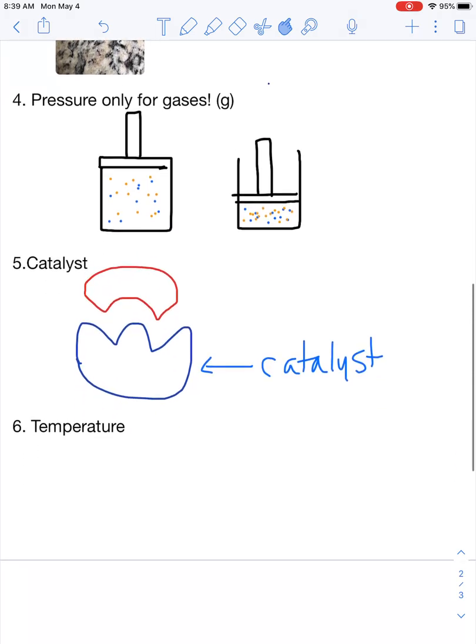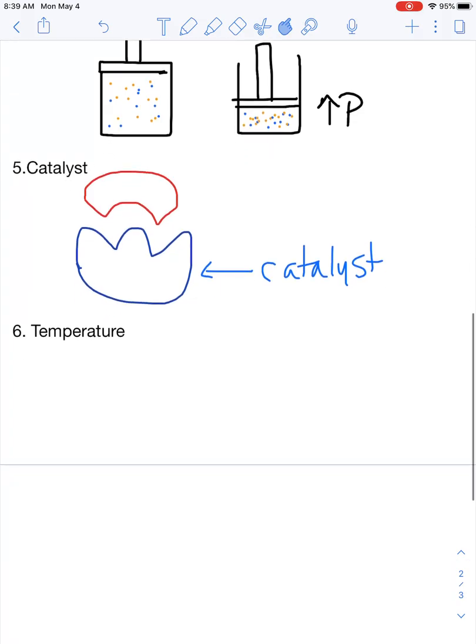Another one, for gases only, is pressure. This is a piston on the left side, and these are different particles of a gas that are going to react. If you increase the pressure, down here would be an increase of pressure, you're squishing it. It's going to have more contact, and a faster reaction.